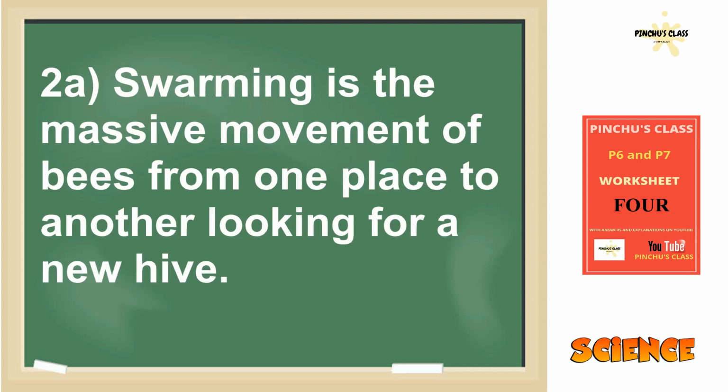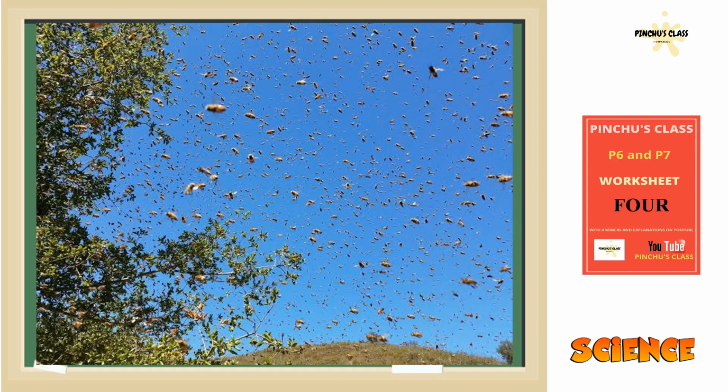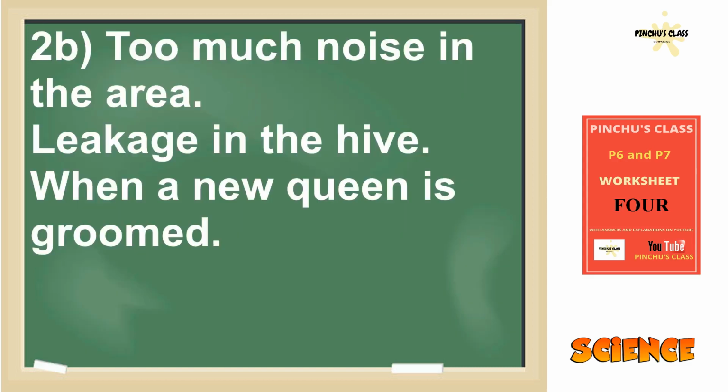Number 2A, swarming is the massive movement of bees from one place to another looking for a new hive. That is swarming in bees. Let's go to 2B, conditions which lead to swarming.